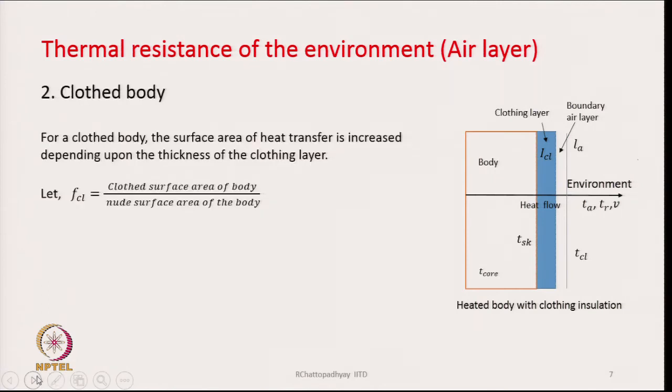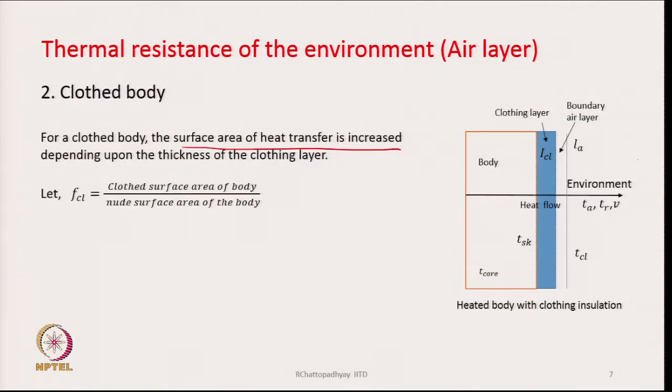Now, when this body is covered by a clothing layer, you look at the picture on the right hand side, the same body, now the blue part is indicating there is a layer of clothing. So, thermal resistance of the environment with the clothing layer. Now, by putting a clothing around the body, what happens? The surface area of heat transfer is going to increase. You remember, whatever is the surface area of a body part when it is naked, if I cover it by some layer of fabric, the surface area is going to increase. And therefore, total surface area of the boundary layer of air around that clothed human body is going to be more now.